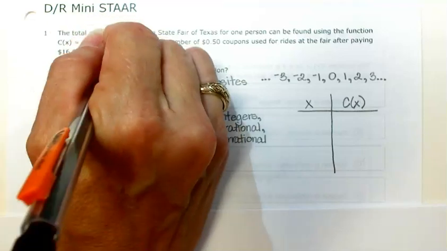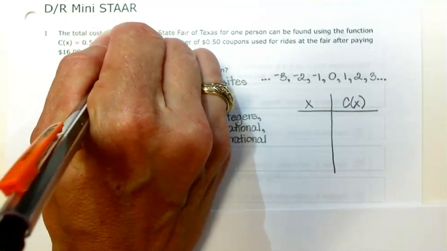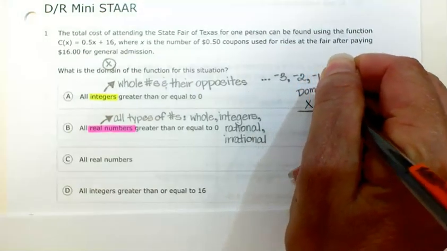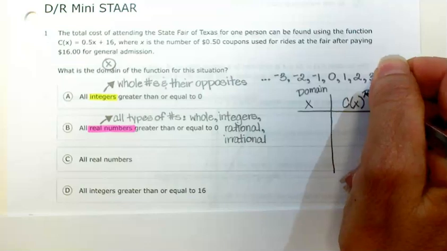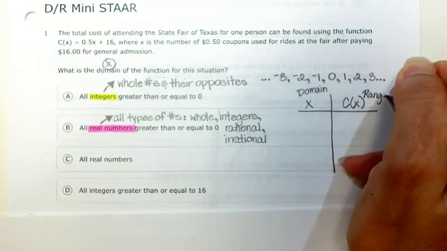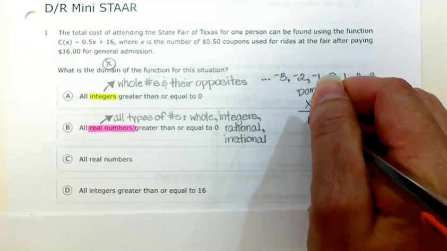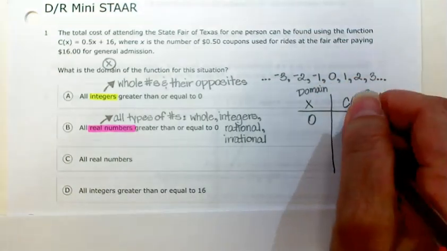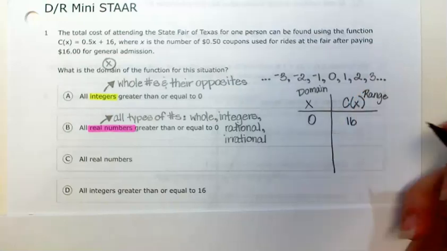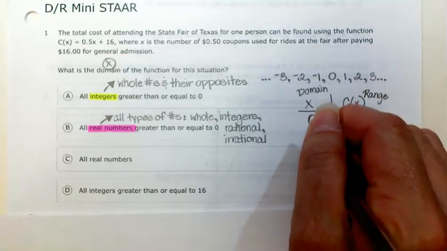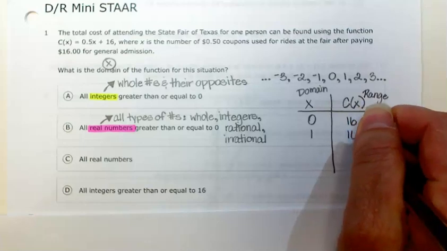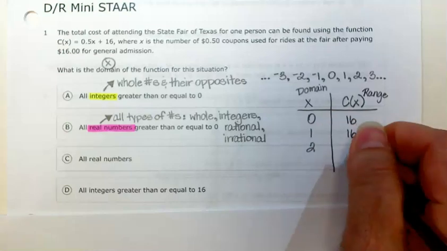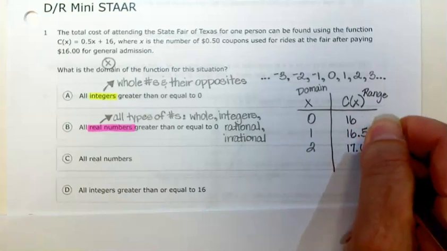Then I need to remember domain is my set of x values, okay? Range would be my set of y values, and in this case that would be cost. If I buy 0 tickets, for the little rides, I still pay $16. If I buy 1 ticket, I'm going to pay $16.50. If I buy 2 tickets, I'll pay $17, etc.